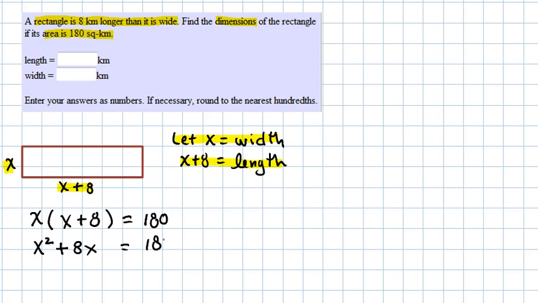And then because I'm going to use the quadratic formula, I want to get everything on the left. So I'm going to subtract the 180 from both sides, and I'll end up with x squared plus 8x minus 180 is equal to 0.